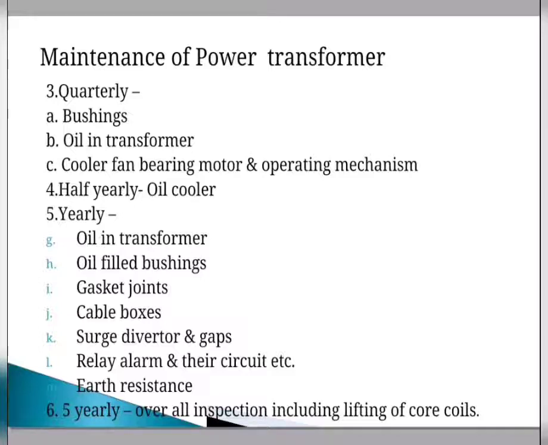Then we have to check the water content in the oil. We have to remove the water content by heating the transformer. Then we have to check the cooling fan and its bearings, motors and operating mechanism. Lubricate the bearings, check the gearbox, examine the contacts, check the manual controls and interlocks. If there are burnt or worn contacts or other parts, we have to replace them. We have to lubricate the bearings because they are rotating parts.